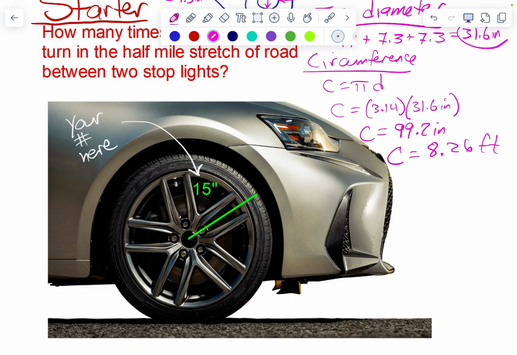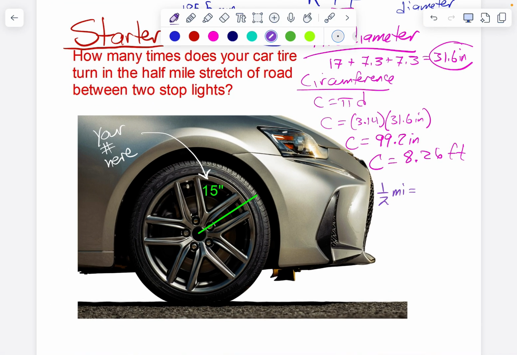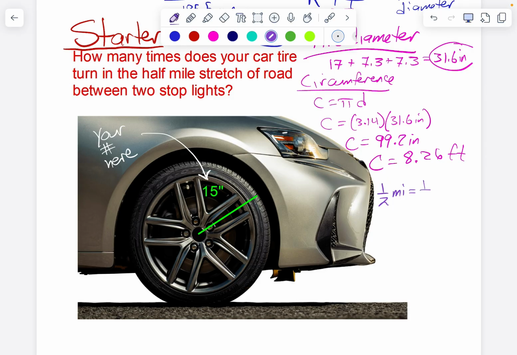Well, what did I tell you a second ago about miles and feet? Yep. 5,280 feet per mile. So half of that is what, like 2640? Okay. Now what?